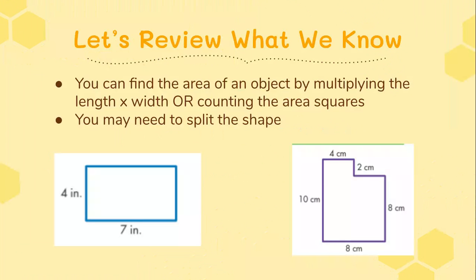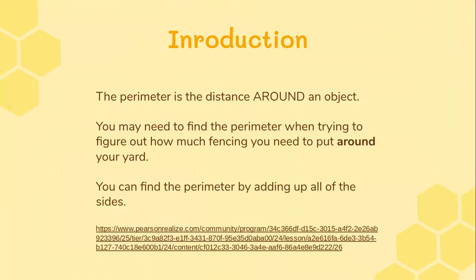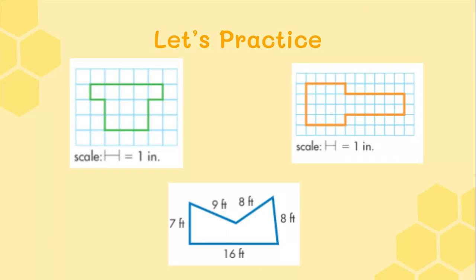All right, so we already know how to find the area of an object, which is multiplying the length times the width. Or if it has like a grid inside of it, then you can just count the squares. So the perimeter is the distance around an object. And you might need to find the perimeter when a question is asking you about a fence or border around a wall or something like that, because whenever you need to find the distance around something, you're going to be using perimeter. And we find the perimeter by adding up all the sides.